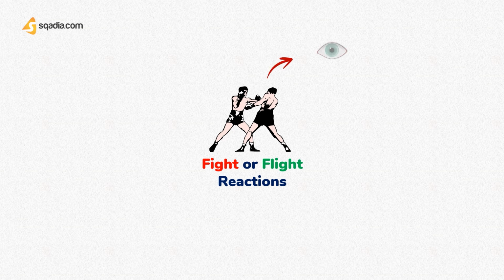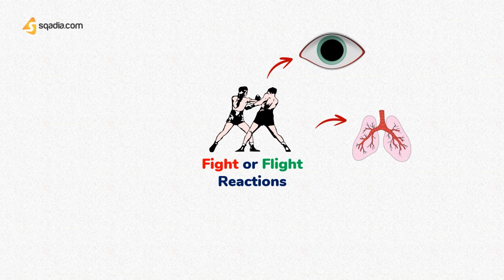1. Pupillary dilatation, more light reaches the retina. 2. Bronchiolar dilation, facilitates increased ventilation. 3. Heart rate increased, blood pressure rises, more blood for increased activity of skeletal muscles.